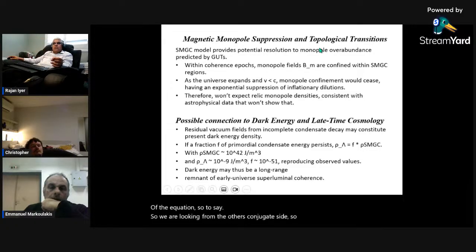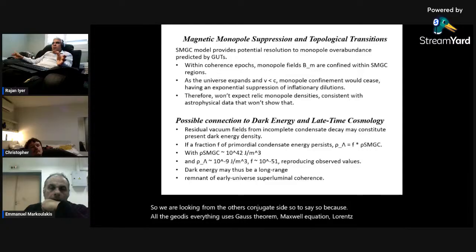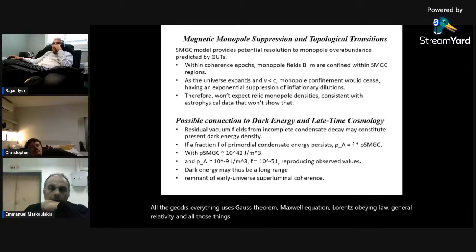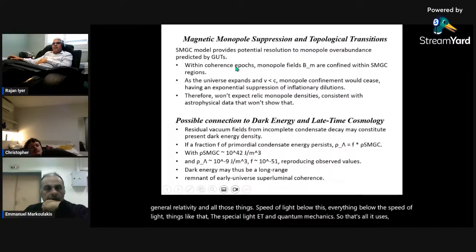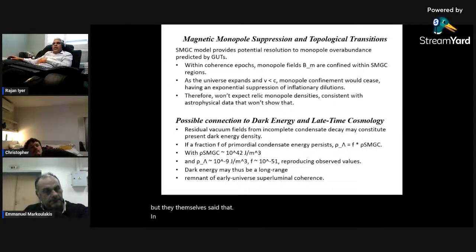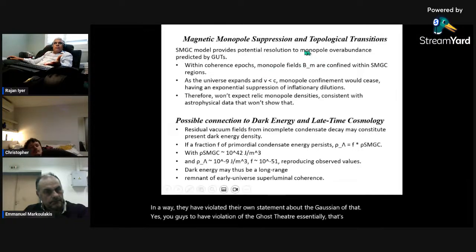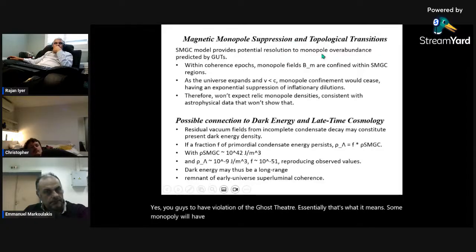Because all the GUTs use Gauss's theorem, Maxwell's equations, Lorentz law, general relativity, and everything below the speed of light, special relativity and quantum mechanics. That's all GUTs use. But they themselves said that in a way they have violated their own statement about Gauss's theorem. Yes, it has to have a violation of Gauss's theorem. Essentially, that's what it means. The monopole will have to be there to account for all the energies.